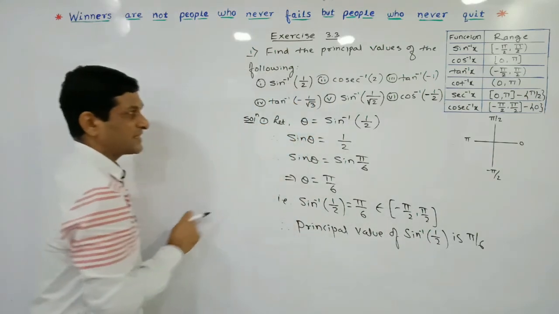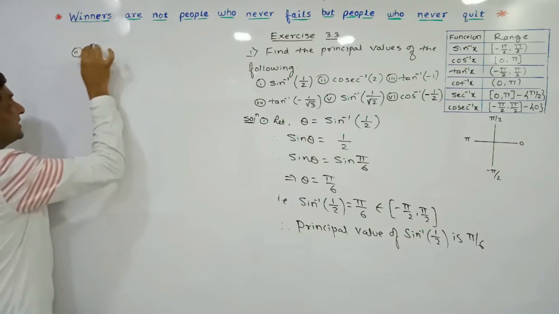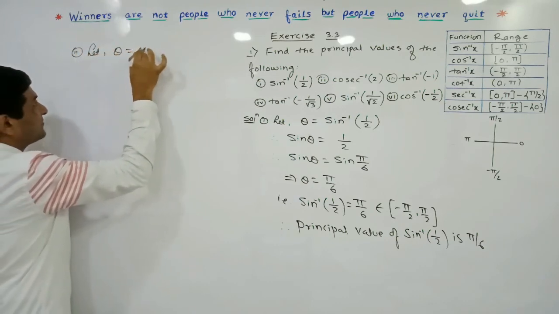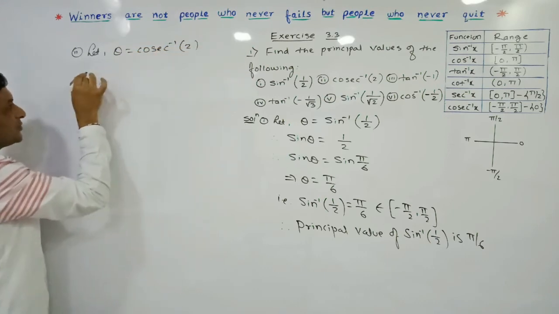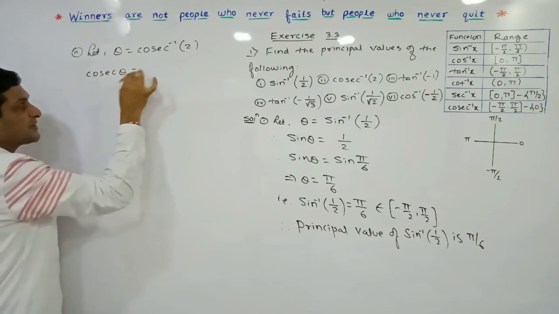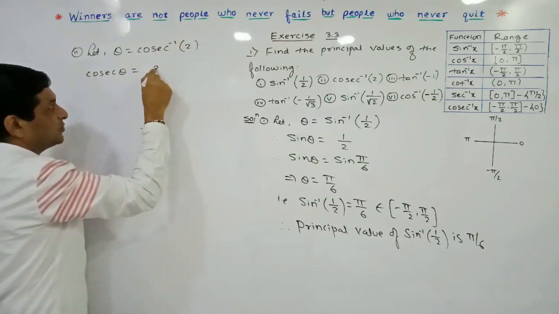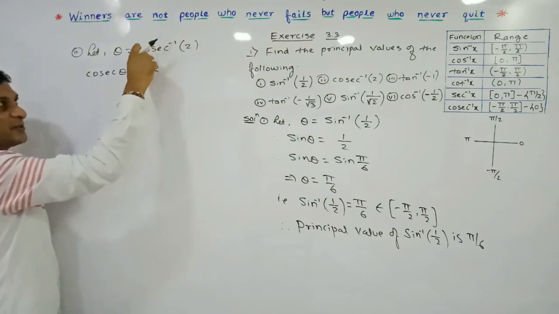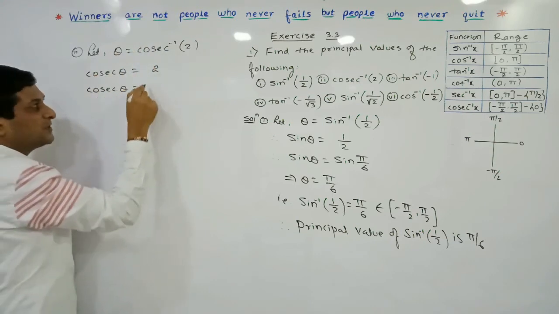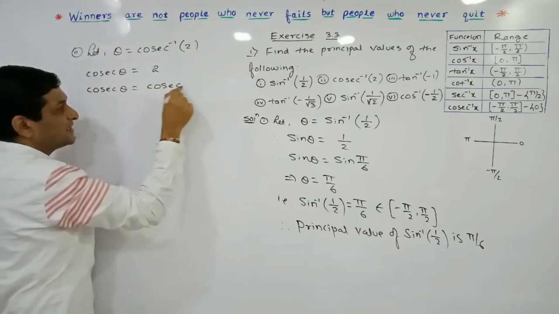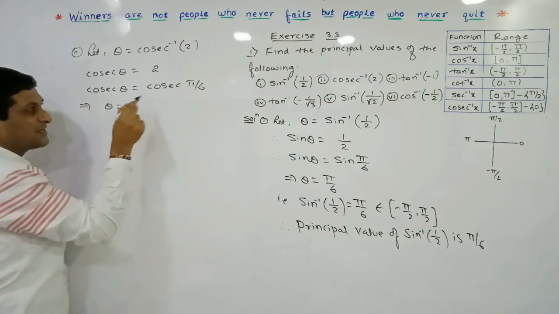So let us try to solve the second example. In the second example we are finding the principal value of cosec inverse of 2. Let us denote it by theta. Taking cosec on both sides, on this side we get cosec theta, and on the right hand side the remaining term is 2, because cosec and cosec inverse cancel. Keep cosec theta as it is. 2 is nothing but the value of cosec 30, and 30 means pi by 6. Now comparing both sides, theta is equal to pi by 6.